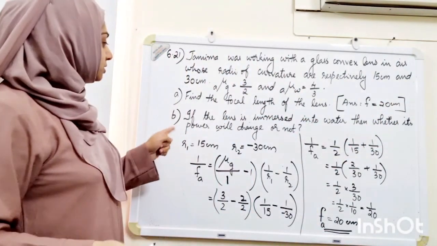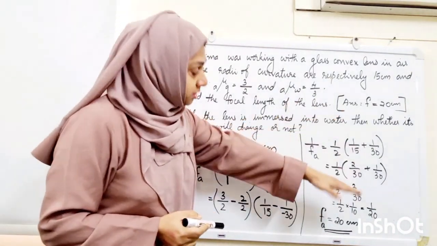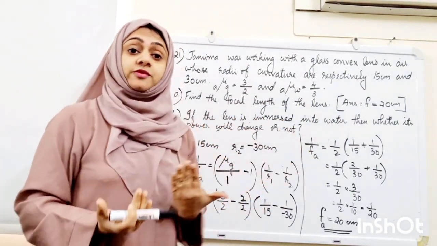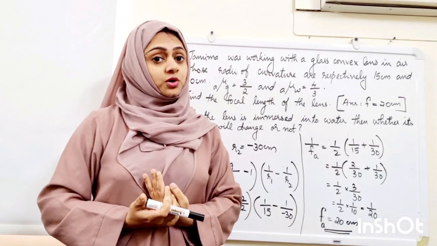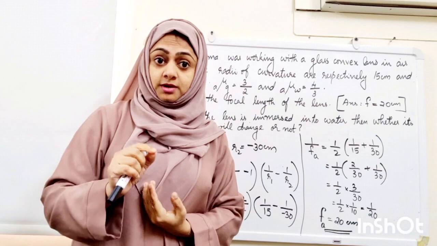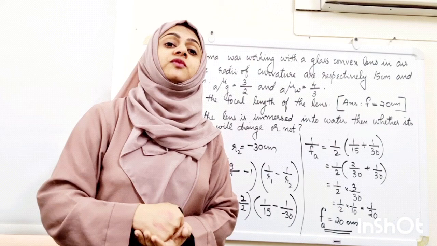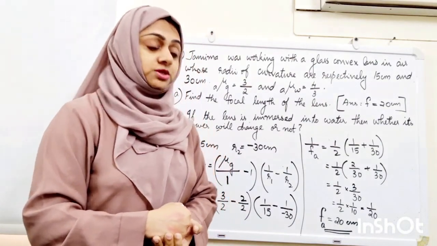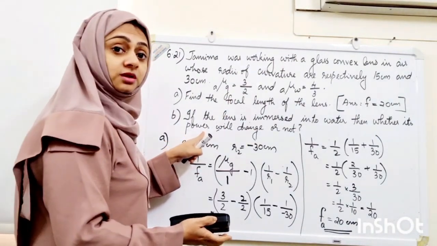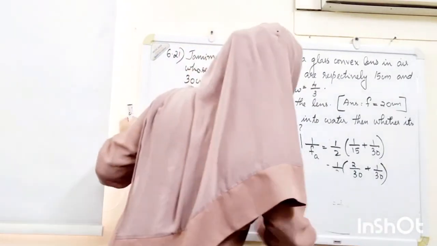Let us now solve the B part. If the lens is immersed into water, then whether its power will change or not. How can we find the power if we know the focal length? Power is equal to 1 by F, but note here the focal length should be mentioned in meters when we find the power in diopters. So I'll be converting the focal length into meters and using it in this problem. So let me rub the A part.